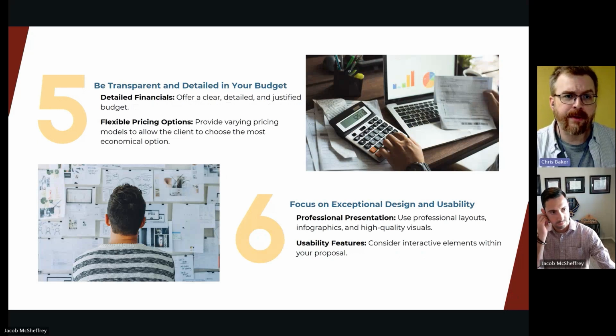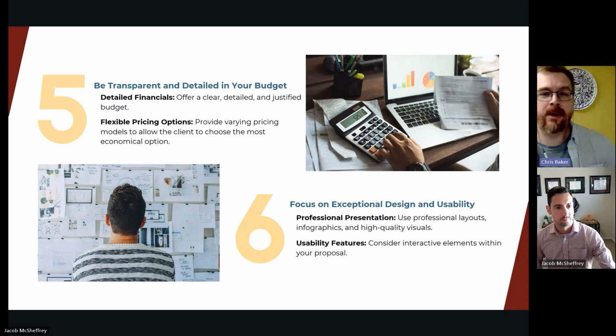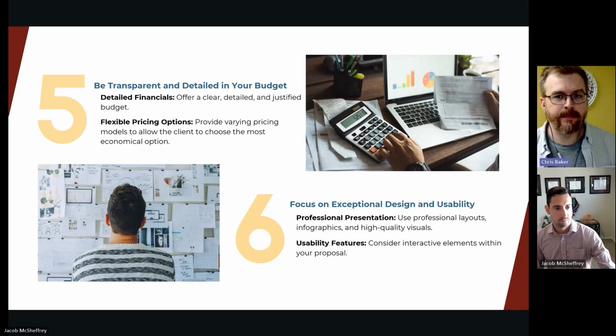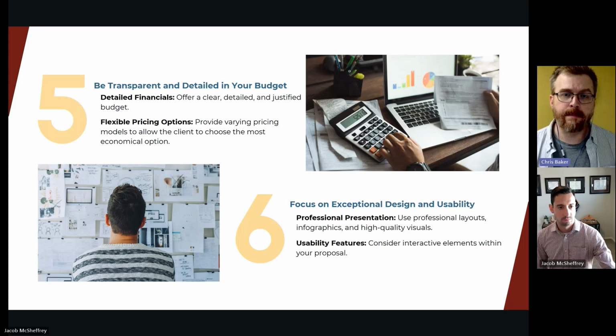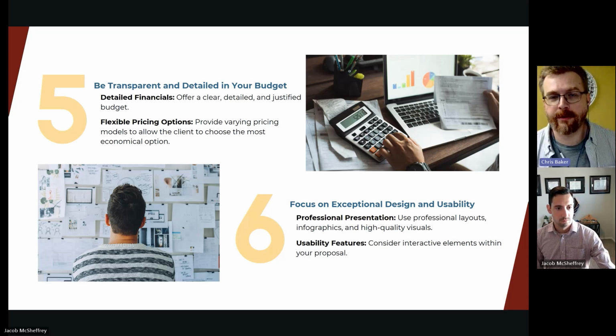And point number 5 here, be transparent and detailed in your budgeting. So detailed financials, talking about the cost side of the proposal. Offer a clear, detailed, and justified budget. Being transparent about how you arrived at your figures can help build trust with the contracting officer when they're reviewing that part of it. And flexible pricing options.